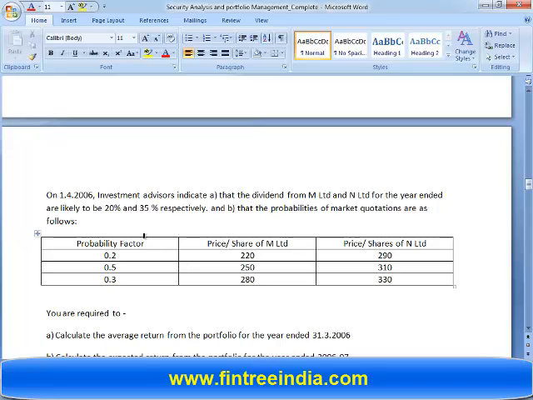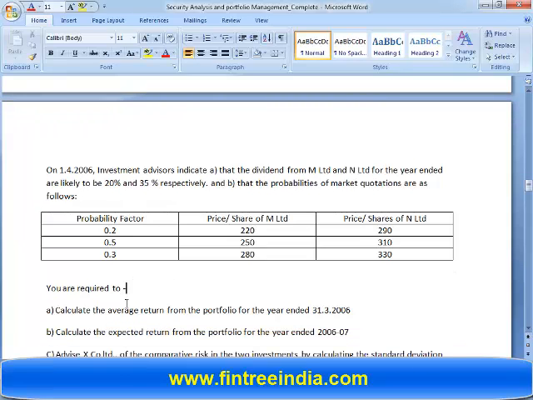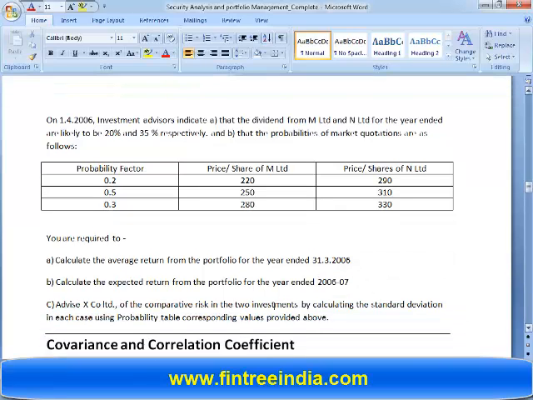On 1/4/2006, investment advisors indicate that dividend from M and N for the year ended are likely to be 20% and 35% respectively. The probabilities of market quotations are as follows. Okay, so what does it say? Calculate average return for the year ended 31/3/2006, expected return for 2006-2007, and advise X Company Limited of the comparative risk in two investments by calculating standard deviation in each case using probability table corresponding to the value provided above. That means using these tables we want to calculate the standard deviation of M and standard deviation of N.